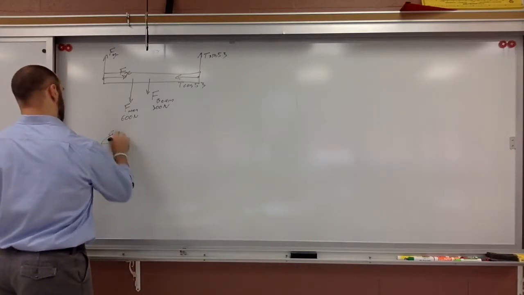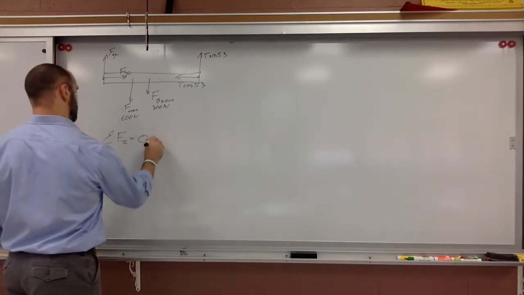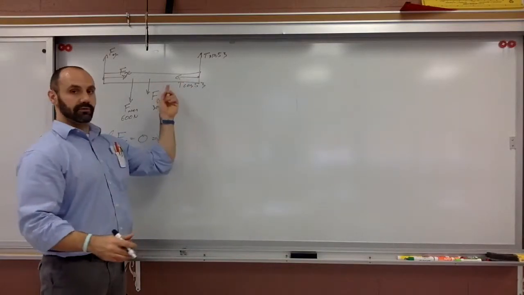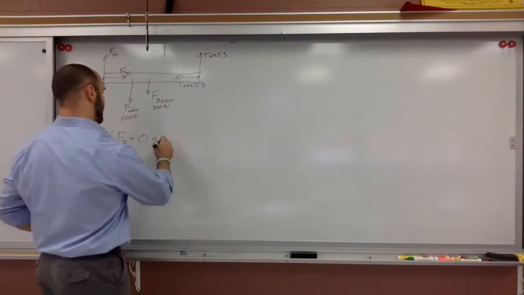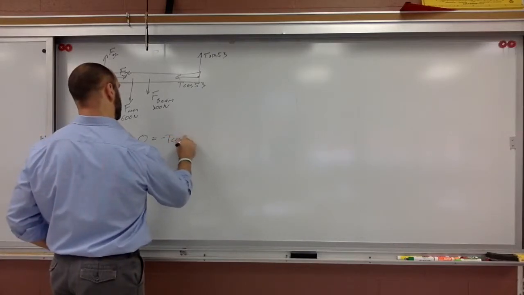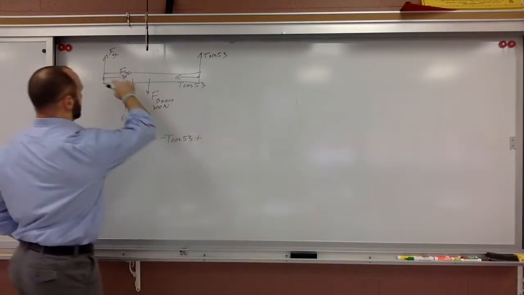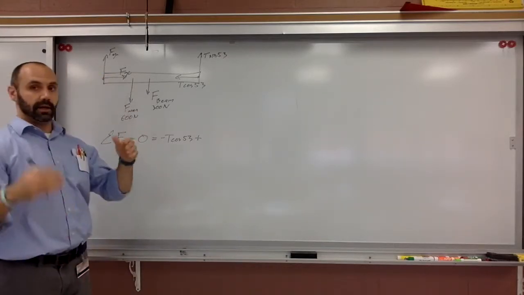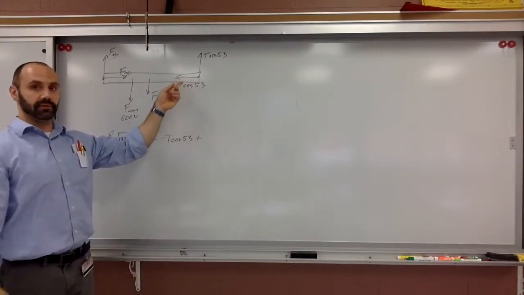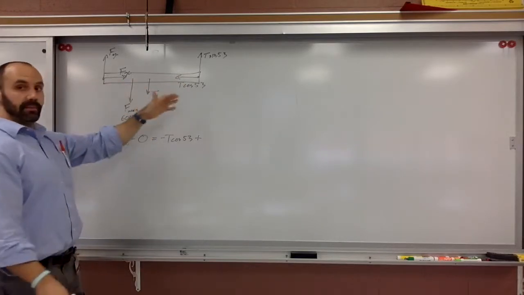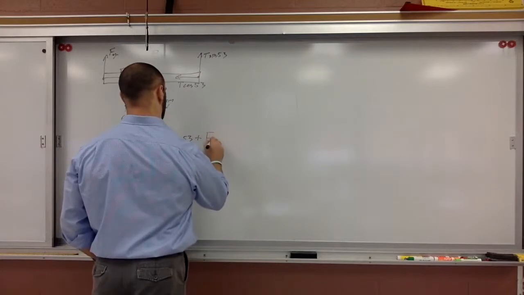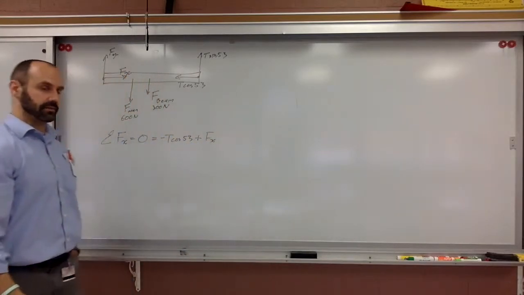And so I'll just start. Sigma Fx is 0, and what are all the horizontal forces? There are two. There's the horizontal force from the tension. We'll make that negative T cosine 53, plus the force from the wall. Now, the wall is exerting a horizontal force. How do we know? Because there's a horizontal force from the tension, so that has to be balanced out by the wall. So plus, we're just going to call that Fx for now.